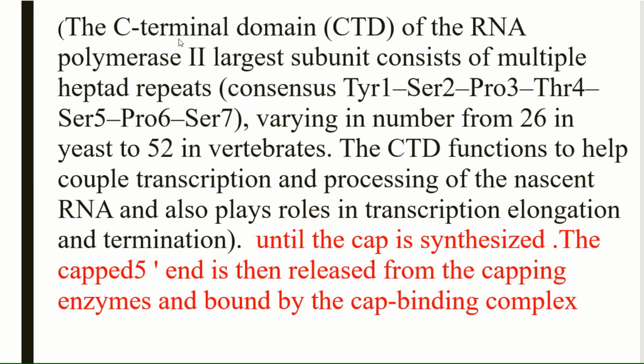The CTD, or C-terminal domain, of the largest subunit of RNA polymerase consists of multiple heptad repeats. These are 7 amino acid groups linked to each other, 1, 2, 3, 4, 5, 6, and 7, varying in number from 26 in yeast to 52 in vertebrates. The C-terminal domain helps couple transcription and processing of the nascent RNA, and also plays a role in transcription elongation and termination.